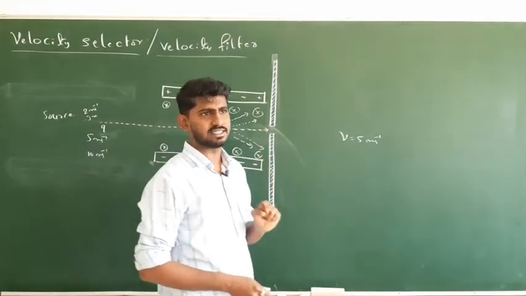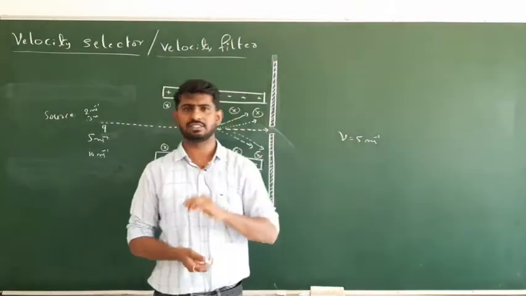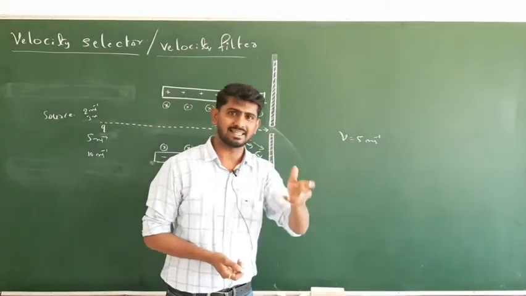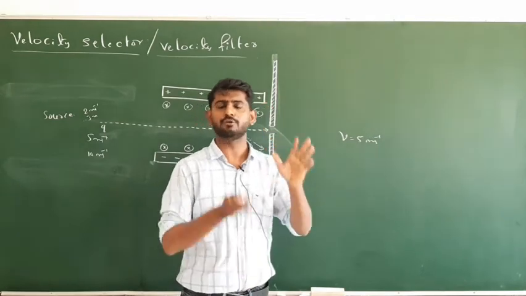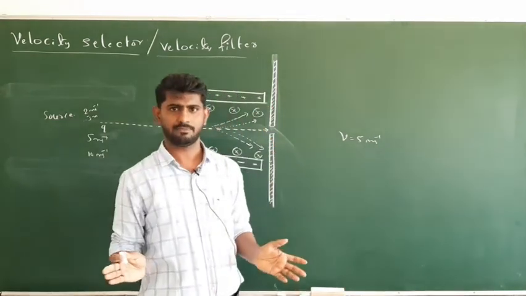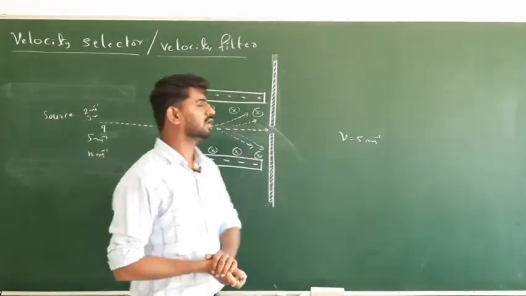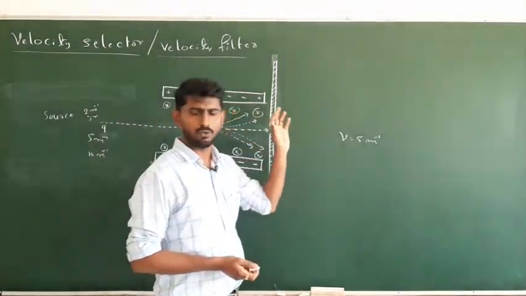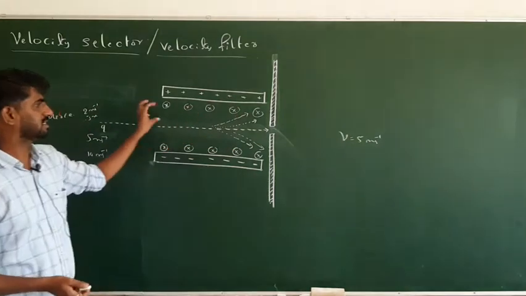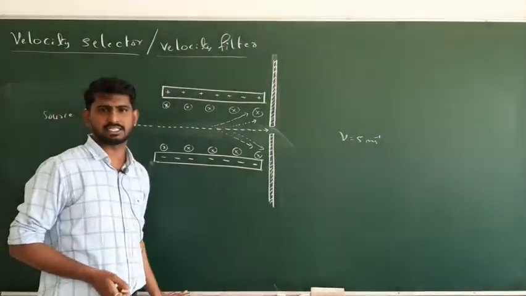In such cases we have to filter the charges. We have to select the charge which has the velocity 5 meter per second only, and we should block all the remaining. Is it clear? So for this purpose we use an experimental setup. This is the ray diagram of that experimental setup.